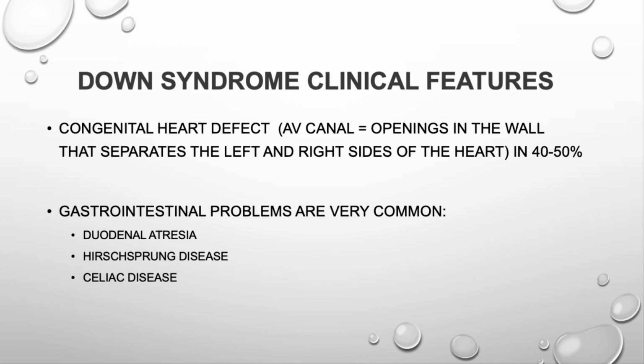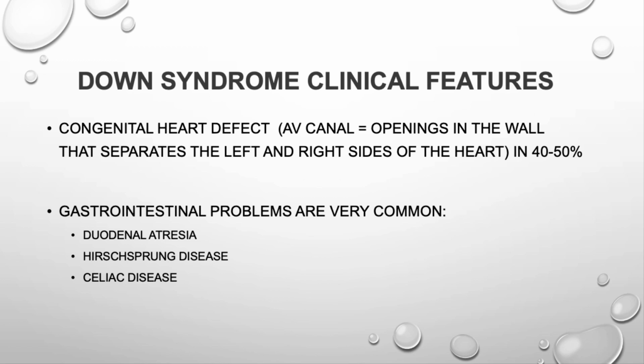The other area of trouble in Down syndrome is the gastrointestinal system. Why is that? Because sometimes there could be a narrowing in the small intestine as it starts coming out from the stomach, an area that is called the duodenum, and there could be narrowing that causes something that is known as duodenal atresia.